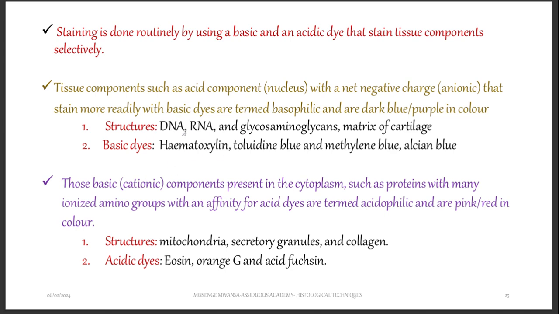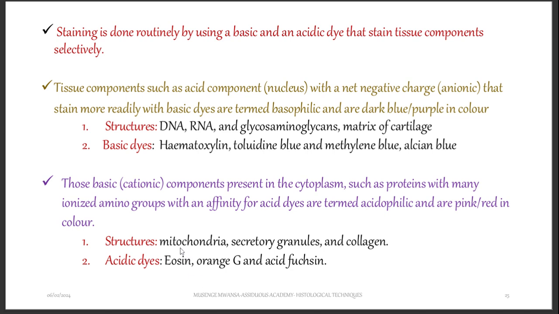They will stain the acidic components of the cell. And then those components of the cell that are positive, they are basic. And they're going to be stained by acidic dyes. What are the examples of structures that are basic? The cytoplasm has got proteins, which have got many of these positive charges. Okay? So the mitochondria, secretory granules, and collagen. Please take note. These guys are going to stain pink because they are basic, and basic structures stain with acidic dyes. Acidic dyes are pink or red in color, most of them.